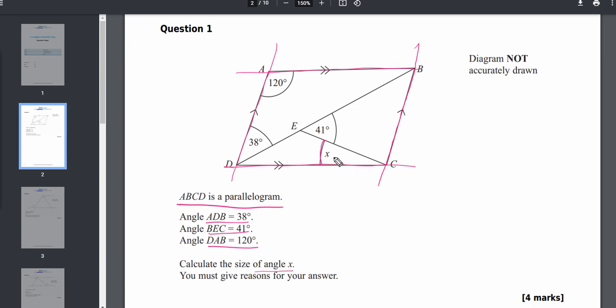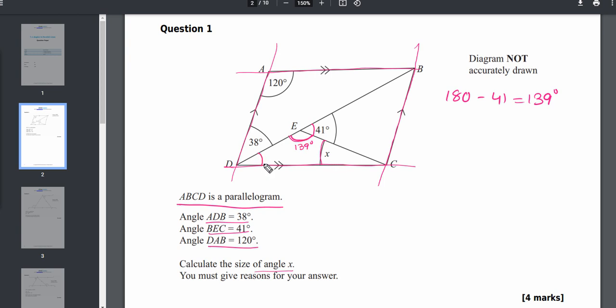So we have to find out angle X. We can work out angle X if we can find out this angle and this angle. As I have told you, the sum of angles on a straight line is equal to 180. You see this is a straight line. In this line, this angle is equal to 41 degrees. So this angle will be equal to 180 minus 41 degrees. So 180 minus 41 will be equal to 139 degrees. So this angle over here will be equal to 139 degrees. This is angle X, and this angle is 139 degrees.